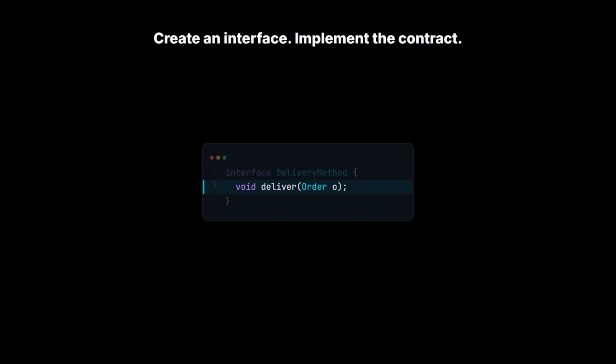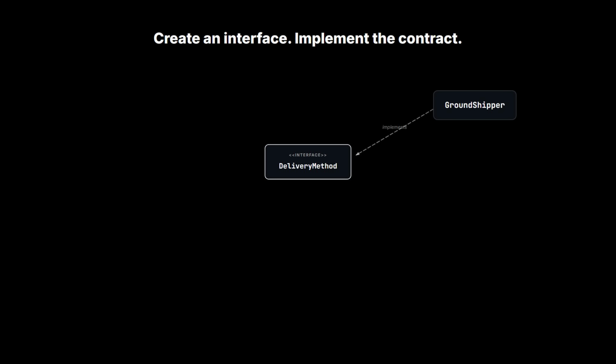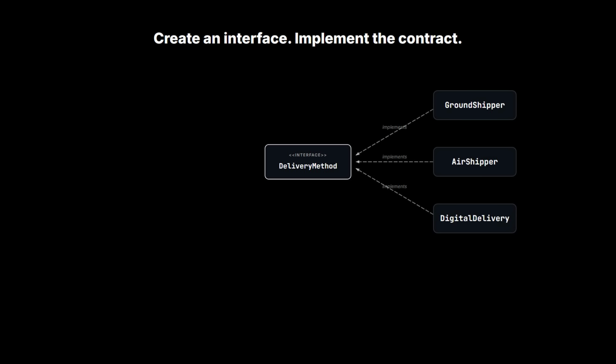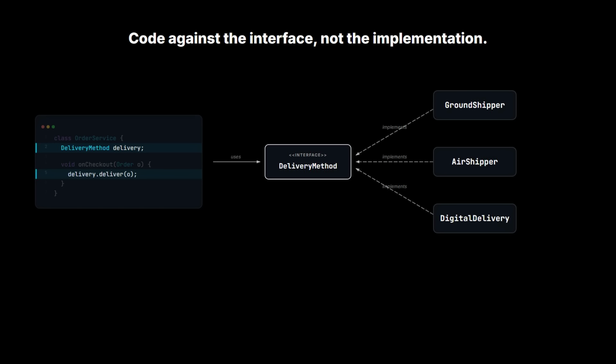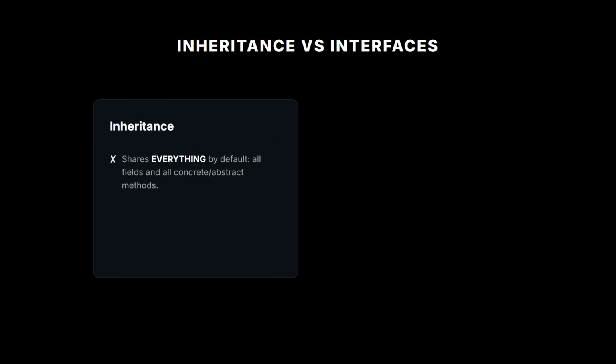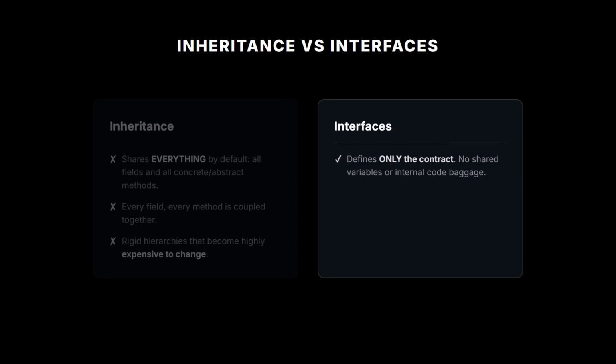So we create an interface called DeliveryMethod with a single method, deliver. Now our ground shipper, air shipper, and digital delivery all implement DeliveryMethod. And our service can work with the interface instead of a concrete class. Same abstraction without the baggage. With inheritance, the parent shares everything by default, every field, every method. That makes it powerful but also expensive to change. Interfaces are the opposite. They define only the contract, nothing more. They're minimal, lightweight, and you can slap them onto any existing class without restructuring your world.